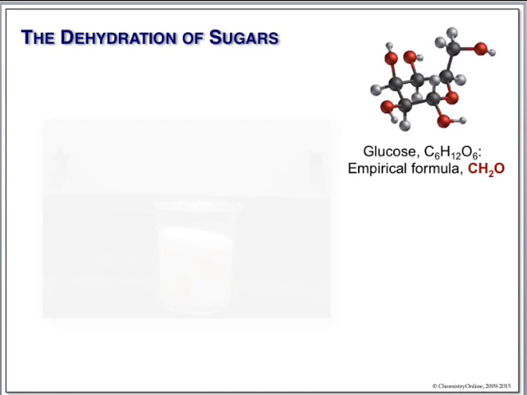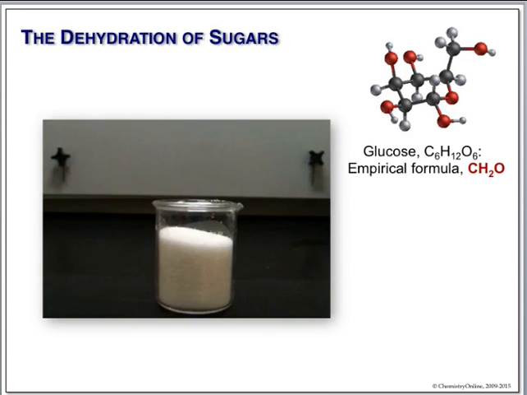All right, this is glucose, and I just explained it's a carbohydrate. This is one of the neatest experiments to do, except you really can't do it unless you have a good hood. What we're going to do is take glucose and add concentrated sulfuric acid. What sulfuric acid will do is remove the water from glucose. When it does this, all that's left is the carbon.